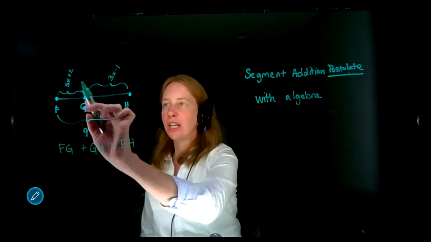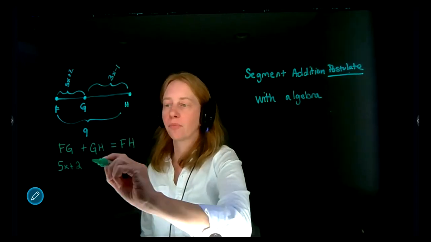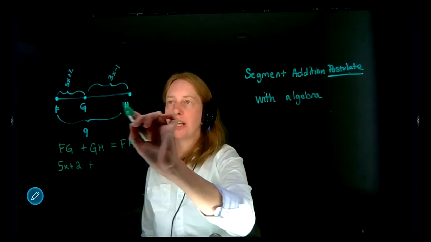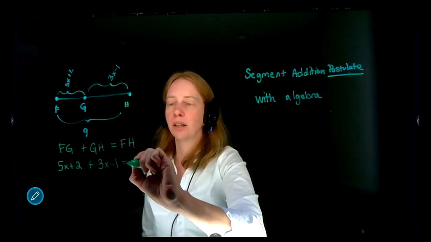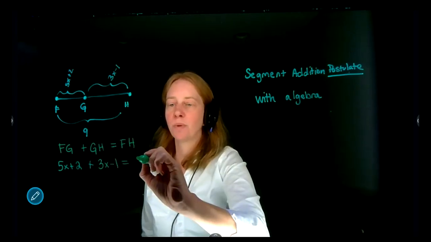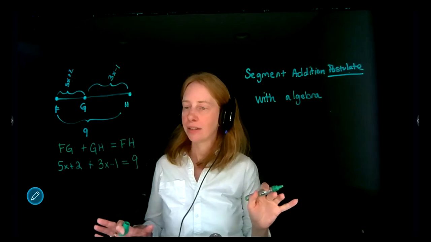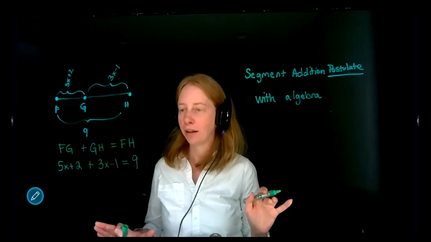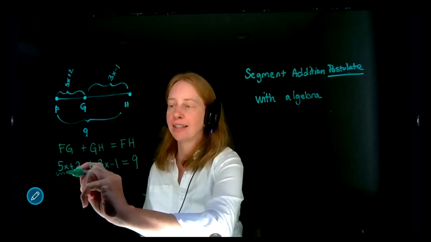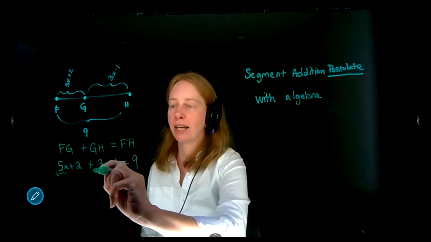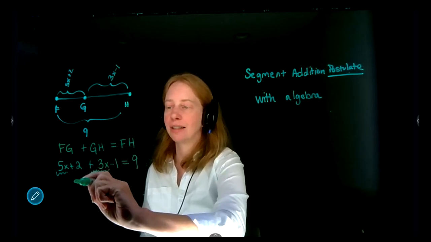Okay, now FG is 5x plus 2, plus GH, which is 3x minus 1, equals FH, which is 9. Now, if you haven't seen algebra in a little while, that's okay. We're going to combine like terms. So we're looking for everything that has an x in it, and we're going to combine it. So 5x plus 3x is 8x.